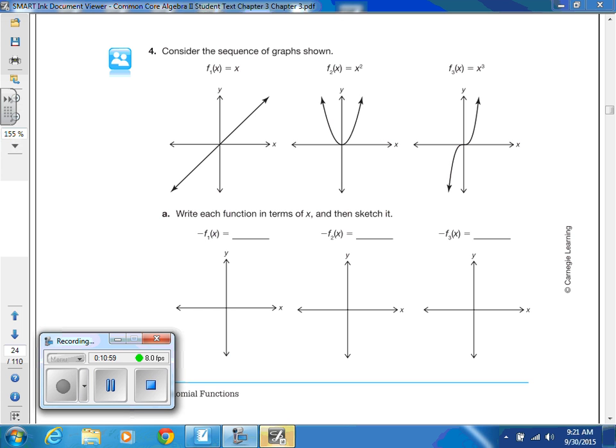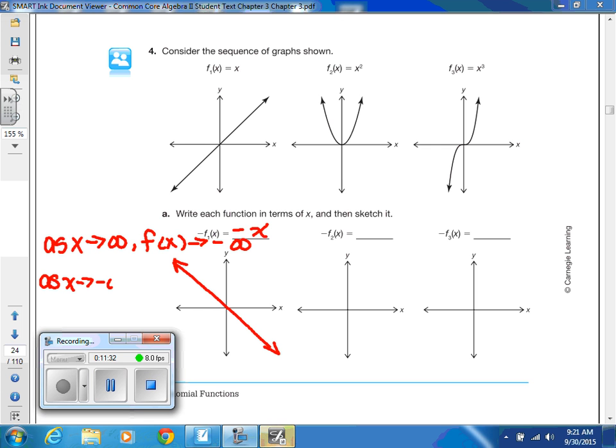Alright, negative f of x. This one right here. If this one's negative, what's that going to look like? It's going the other way, okay? Like this? Alright, so what's my end behavior now? As x approaches infinity, what's f of x doing? Approaching negative infinity. As x is approaching negative infinity, what's f of x doing? Yes. Okay.